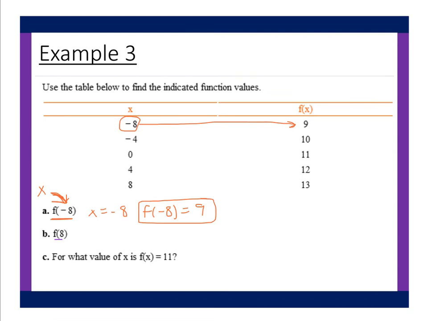For part B, similar thing is happening, but now instead of f of negative 8, we have f of positive 8. So we look at our table at 8 on the part that says x. We go across, f of 8 is 13. Then they switch it up here on C. For what value of x is f of x equal to 11? Well, now they're saying f of x is 11. If you look at our table, this column is labeled f of x, and so we need to look at where 11 is on the right side, and it goes with 0. So x equals 0.